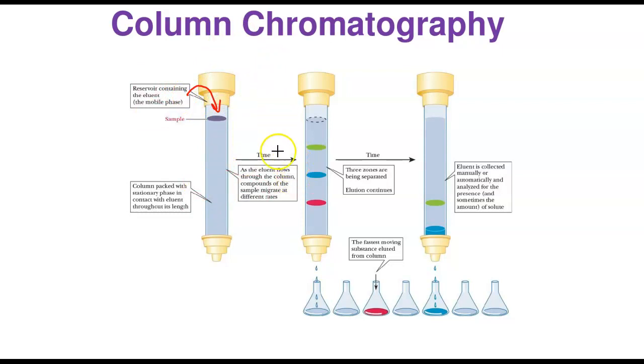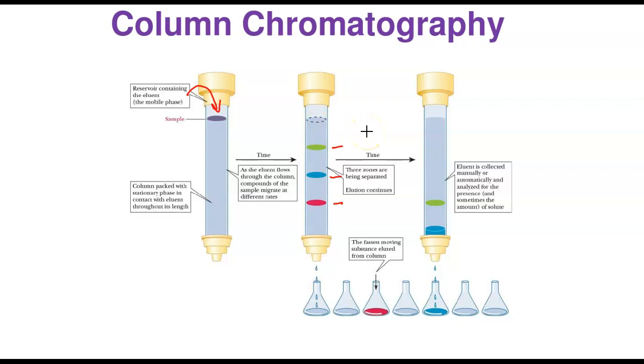The sample will begin to elute. As the eluent flows through the column, compounds of the sample migrate in different areas. Now, look at what happens. Depending on the relative attraction of the sample with the stationary phase, one of them might be more attracted at this point, the other one will be more attracted at this point, and as the mobile phase is going down, you see that these are separated depending on where they have the maximum attraction.